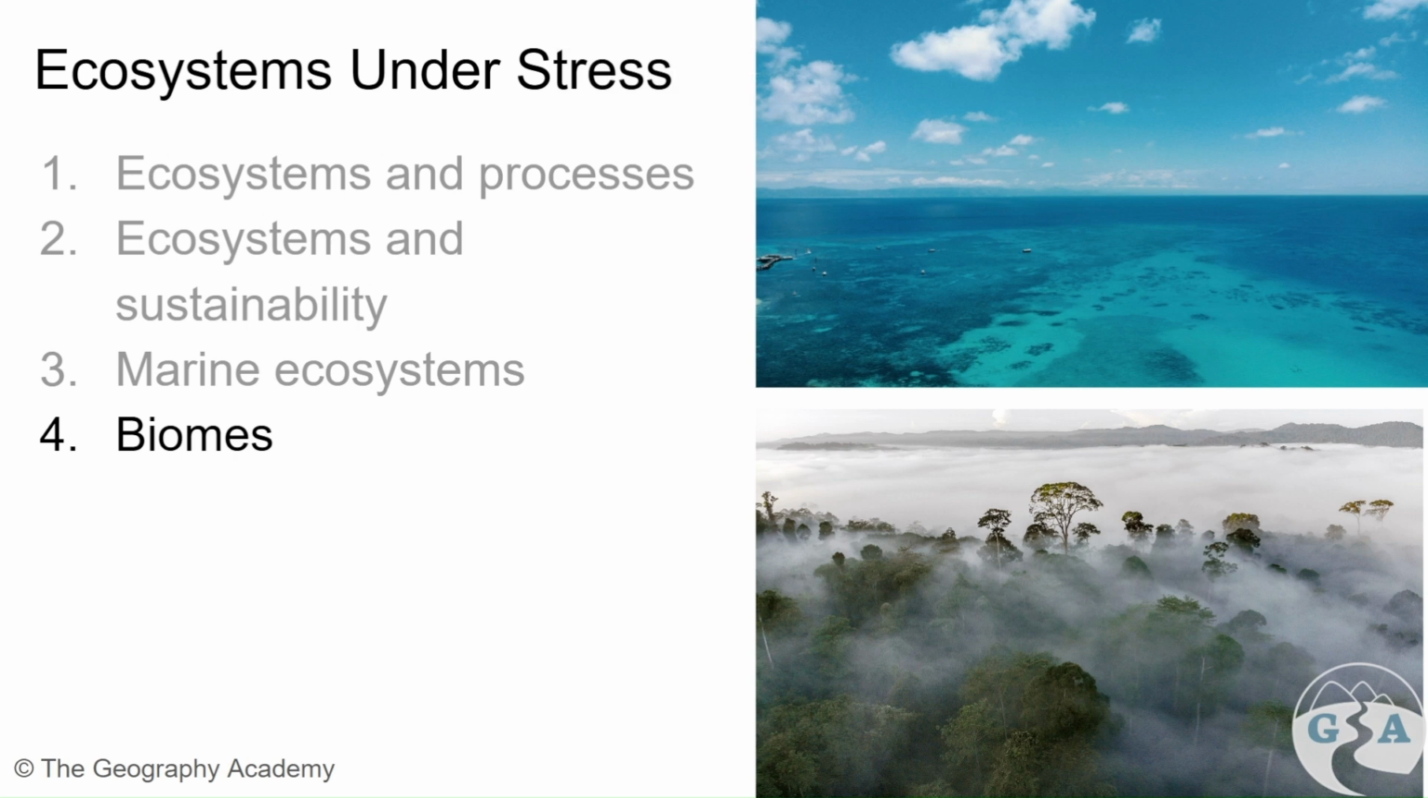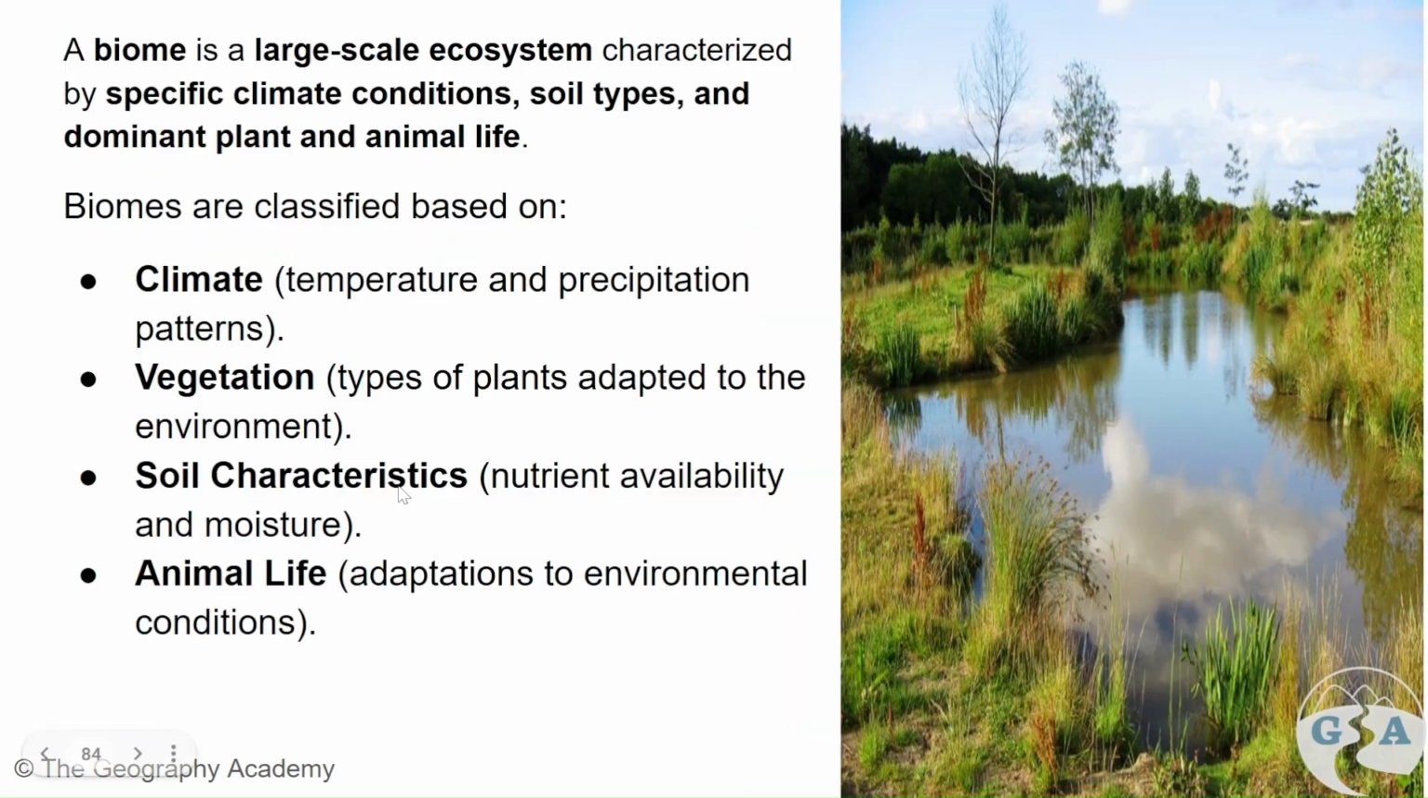Section 4 then, for ecosystems under threat, we're going to look at the different biomes around the world. We're going to focus on two in particular and bring in some case studies on how they're managed sustainably. Just to remember that a biome is a large-scale ecosystem with specific climate conditions, soil type, and dominant plant and animal life in the region. So it is the ecosystem mix of abiotic and biotic factors in a region. Climate's going to dictate then what can grow in the area, and the vegetation will react to the climate. This will help create then the soil characteristics and then the animals that are able to inhabit it.